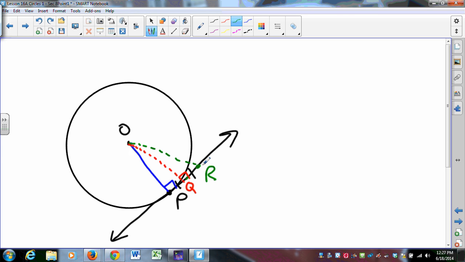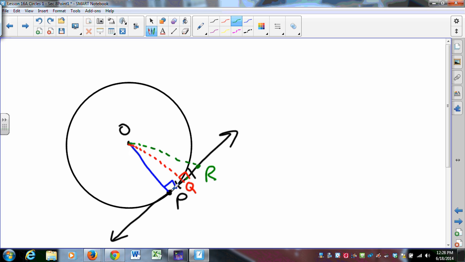Now that's ridiculous. OP is congruent to OR. And that means that if OP is congruent to OR, then the length of OR is the same as the length of this radius. And if OR is the length of a radius, then R doesn't fall on this line, R falls on this circle. And if R falls on the circle, then I don't have a tangent anymore. And that's a contradiction. So if I drop a perpendicular, it can't land anywhere but P. And so there's your proof.